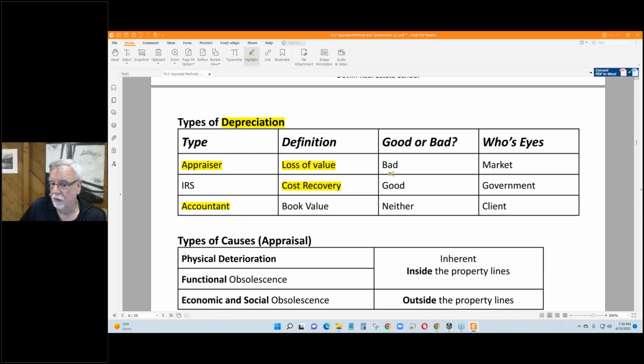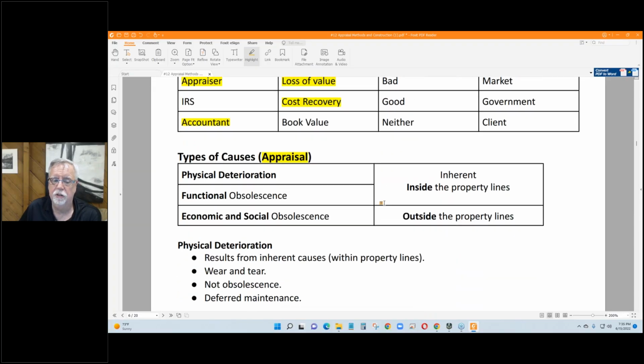So we're talking today about appraisal depreciation, and there are 3 types of causes. There's physical, functional, and economic and social. Physical is deterioration, wear and tear, right? A leaky roof, a bad foundation. It's said to be inherent, in that it's inside the property lines. Functional is a type of obsolescence. And economic and social is a type of obsolescence.